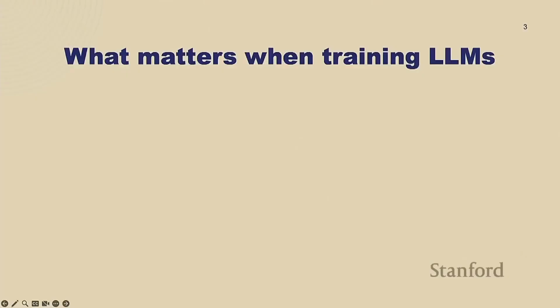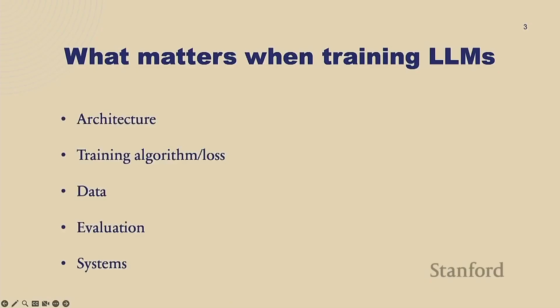Great, so what matters when training LLMs? There are a few key components that matter. One is the architecture. As you probably all know, LLMs are neural networks, and when you think about neural networks, you have to think about what architecture you're using. Another really important component is the training loss and the training algorithm, so how you actually train these models. Then it's data: what do you train these models on? The evaluation, which is how do you know whether you're actually making progress towards the goal of LLMs. And then the system component, which is how do you actually make these models run on modern hardware, which is really important because these models are really large. So now more than ever, systems are really an important topic for LLMs.